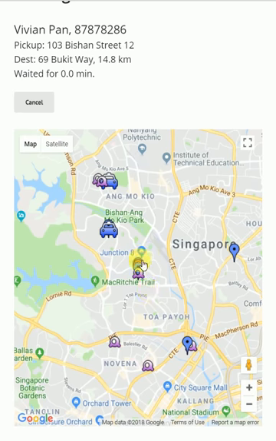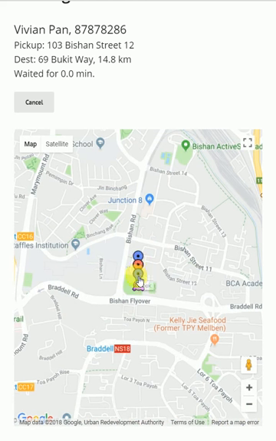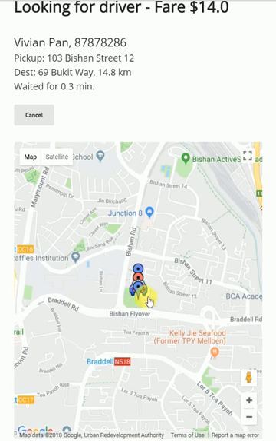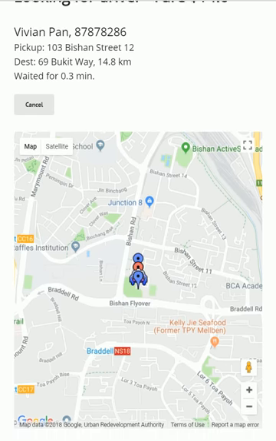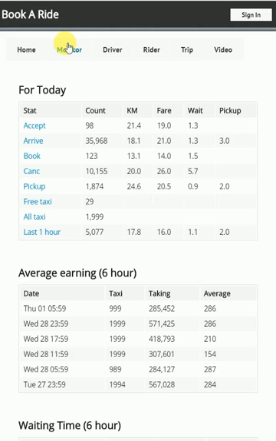And Vivian is here. You can see, yes, Vivian is here. There are 2 other nearby customers, so Vivian might have to wait a little longer to get a booking accepted. A taxi has appeared, and then maybe he will take one of the others. So Vivian has to wait a little longer. Anyway, let me show you back to the monitor screen.